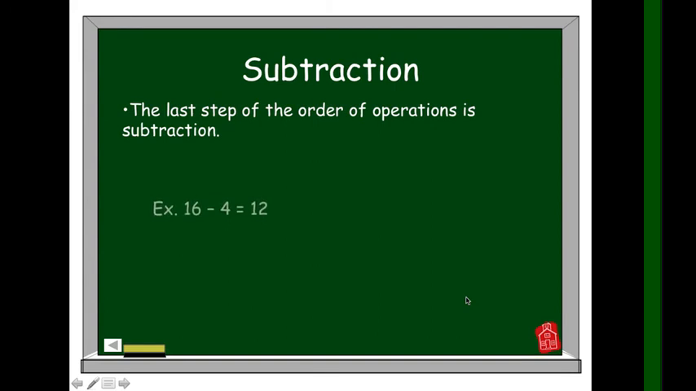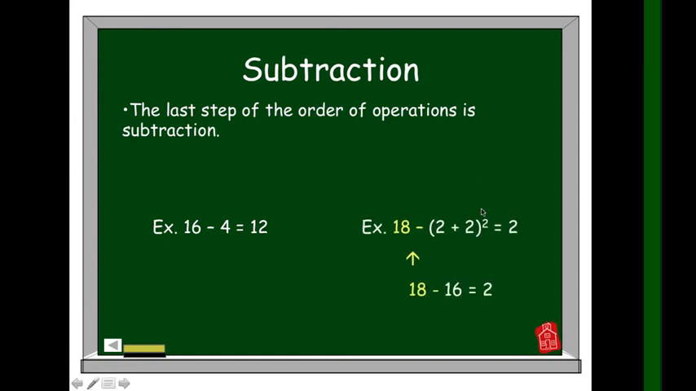Subtraction. 16 divided by 4 is equal to 4, minus 4 is equal to 0. And here, since parenthesis mauna, 2 plus 2 is 4, and then meron siyang exponent, so second step, 4 squared is 16. Bago mo siya ima-minus kay 18. So, 18 minus 16 is 2.